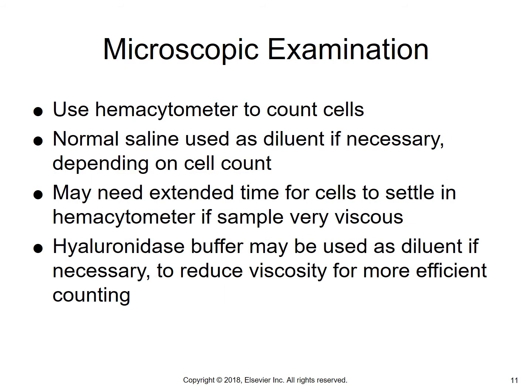Now, when we talk about microscopic examination, we're using a hemocytometer to count the formed elements such as red cells and white cells. If it's very thick or very viscous, the lab may use an enzyme, hyaluronidase, as a buffer to reduce that viscosity so we can have more efficient counting of those cells.